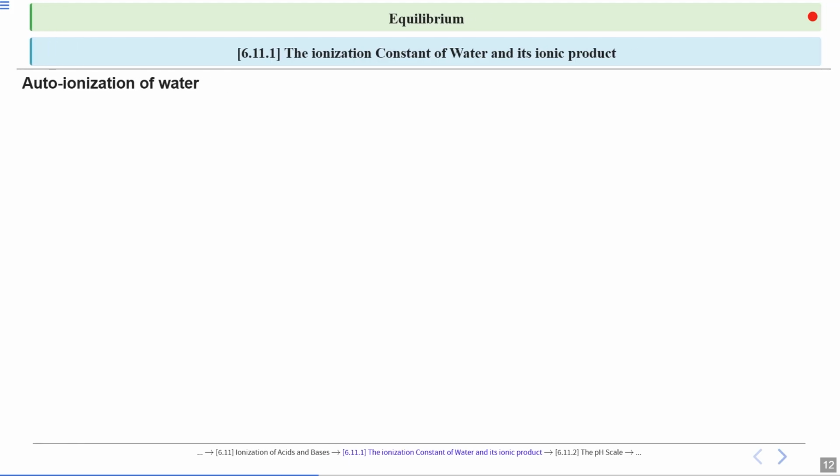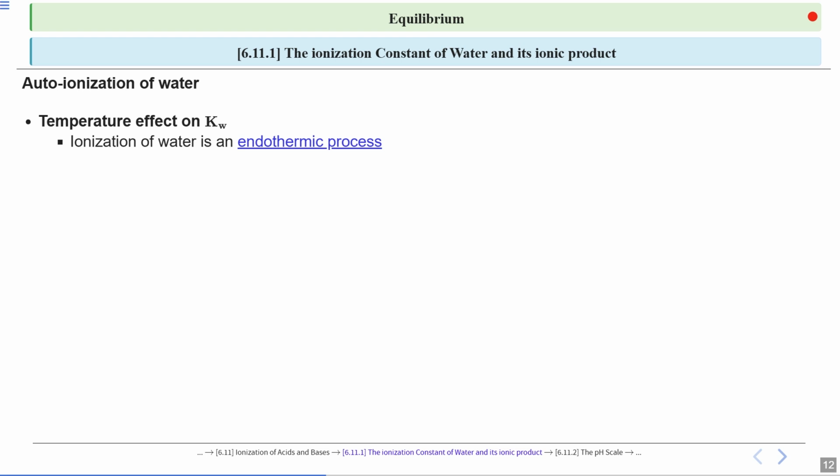Moving on further, let us look at the effect of temperature on your Kw. We know that Kw is nothing but an equilibrium constant. Obviously, it will be impacted by temperature change.